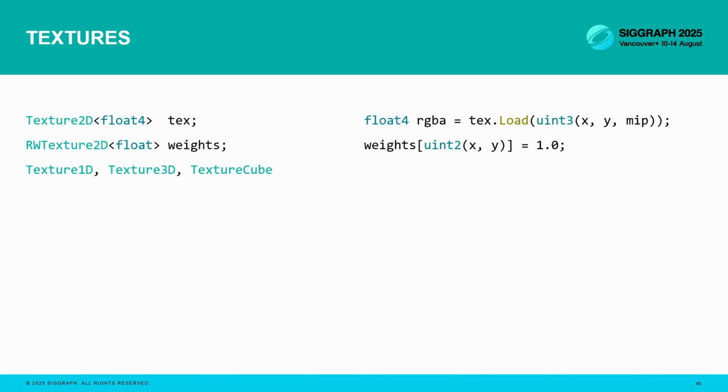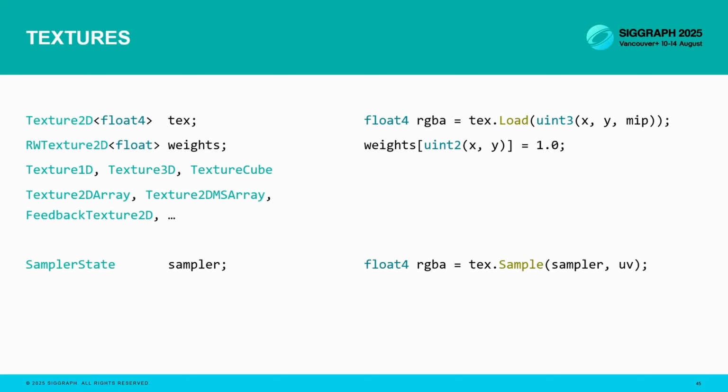You can also have 1D textures, 3D textures, and cube map textures, as well as more complex texture types like arrays, multi-sample textures, feedback textures, and more. Now, textures by themselves only give us point filtering. In order to get linear filtering, we need a sampler state object. That'll bind to a descriptor, saying what kind of filtering to use and how to interpolate between MIPs, as well as what to do if we sample outside the texture.